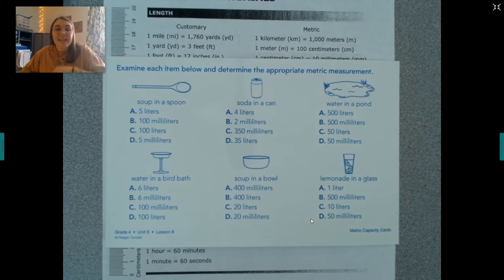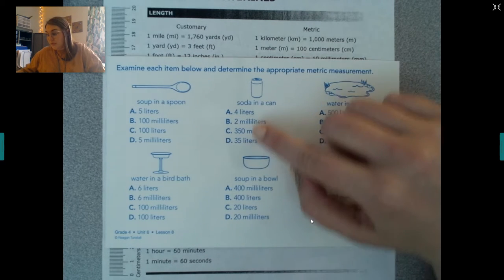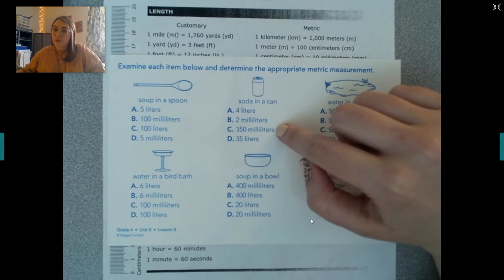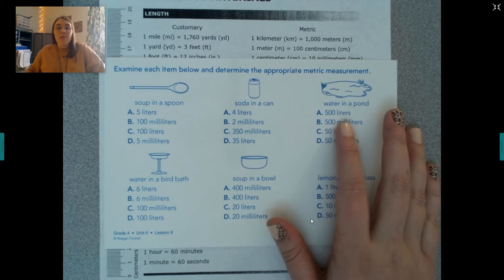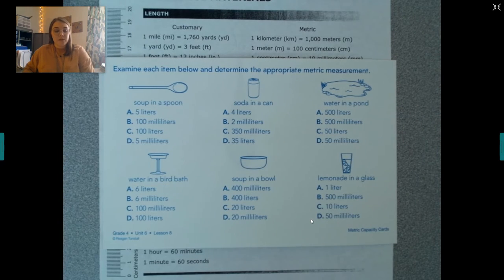What about soda in a can? 4 liters? Well, we know that 2 liters is one of those big soda bottles, so it can't be 4 liters. What about 2 milliliters? That's like 4 drops of water. No. 350 milliliters or 35 liters. Well, if it's not 4 liters, it's not 35 liters, so I would go with 350 milliliters. I want you to go ahead and do this one, pause the video, and then we'll discuss what you're thinking.